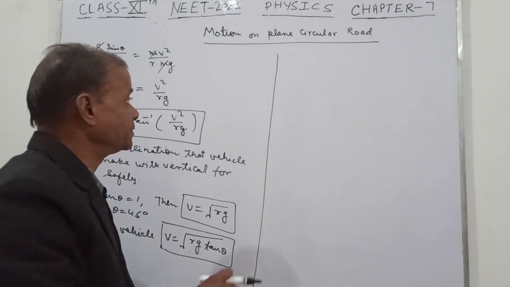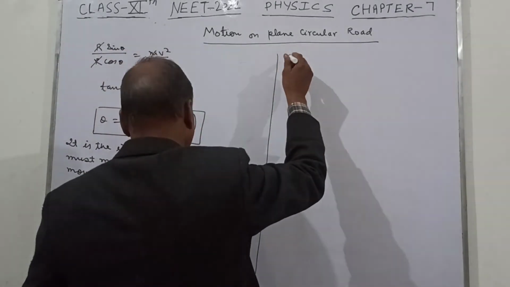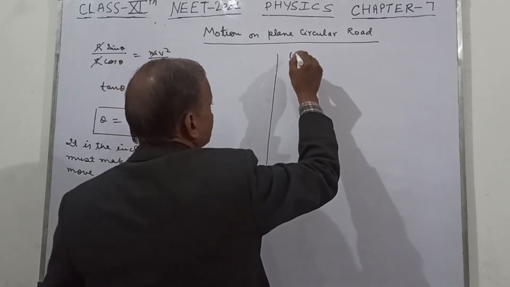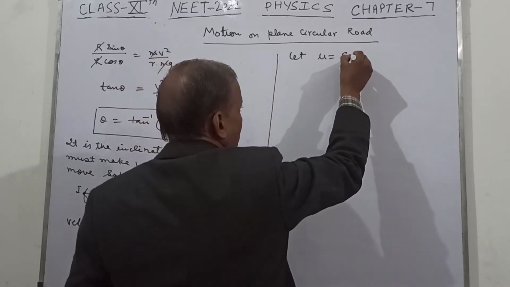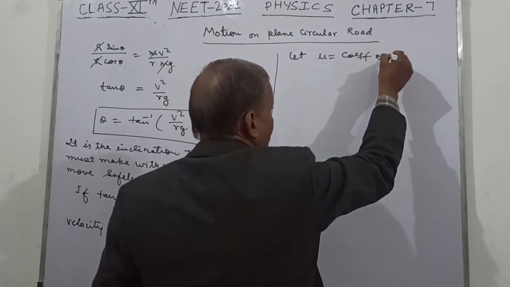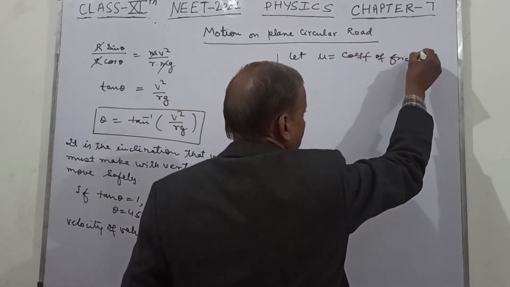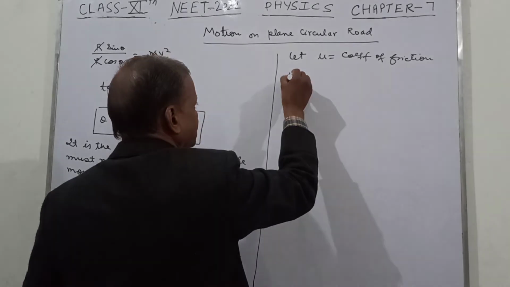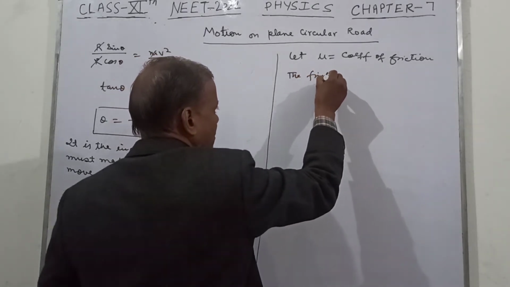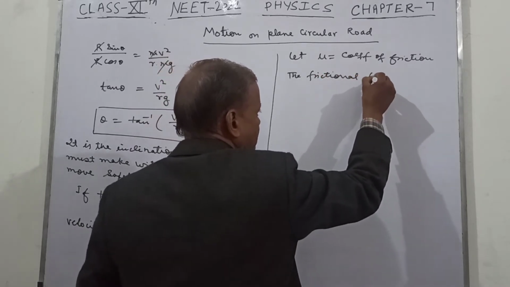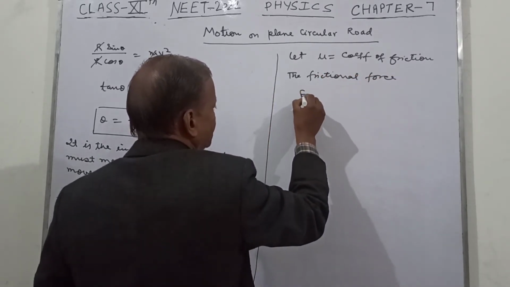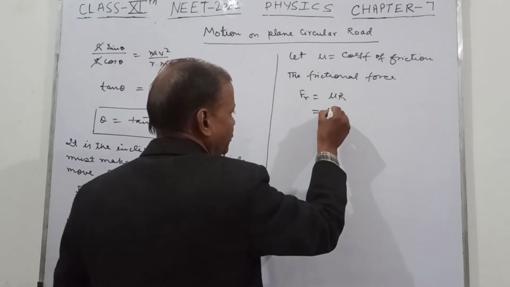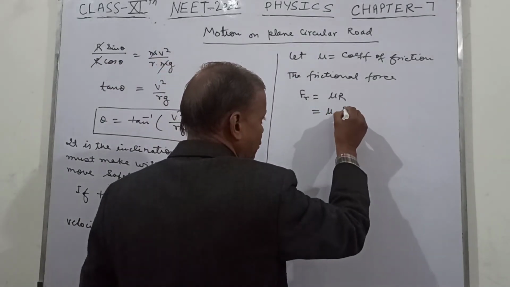Suppose there is a force of friction, let mu equal the coefficient of friction, then the frictional force Fr equals mu R. So mu is the coefficient, and R will be your R cos theta.